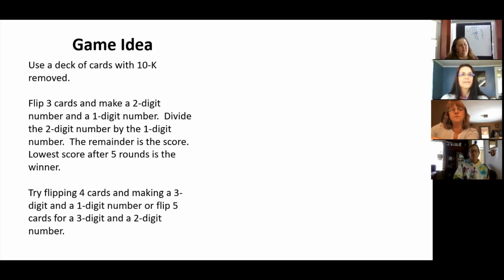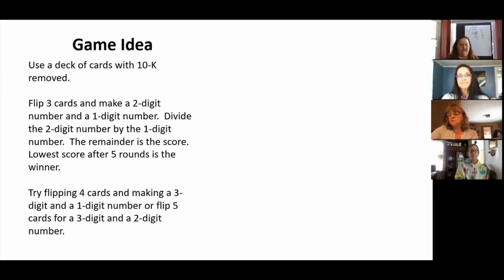So our game idea for this week has to do with division and using a deck of cards. I've got my same deck of cards where I have removed the tens through kings and the jokers. We start with learning two-digit numbers divided by a single digit, so I'm going to start by flipping three cards. The cards I got were a 7, 8, and a 5. In this game, I'm going to make a two-digit number that I am dividing by a one-digit number. The remainder is going to be my score.